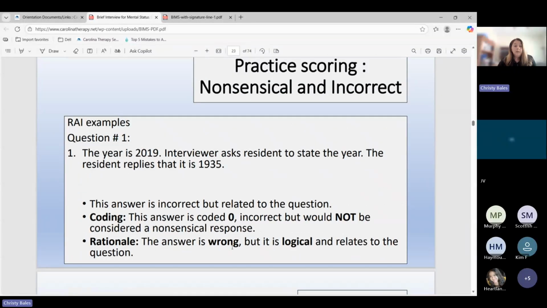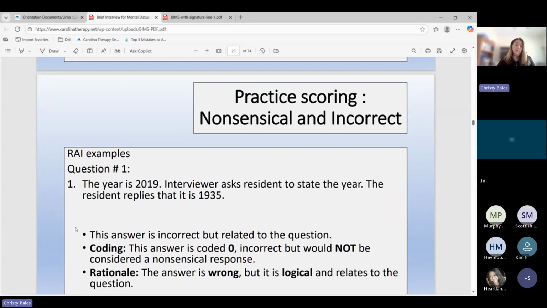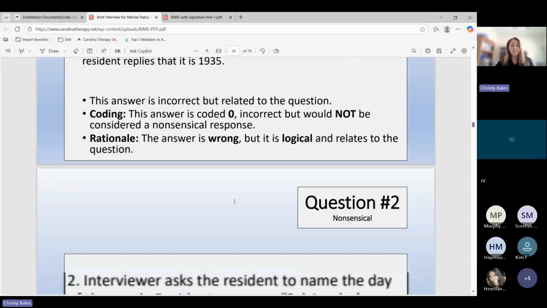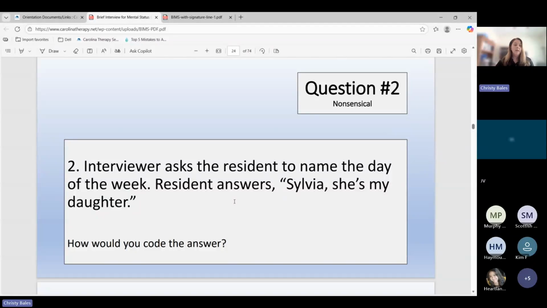Practice scoring. So we're going to give you an example. Question 1. The year is 2019. The interviewer asks the resident to state the year. The resident replies that it's 1935. This answer is incorrect, but related to the question. Coding this answer, the answer is coded 0, incorrect, but would not be considered nonsensical. Rationale is the answer is wrong, but it's logical and relates to the question. So that one's pretty easy. Nothing out of the ordinary.